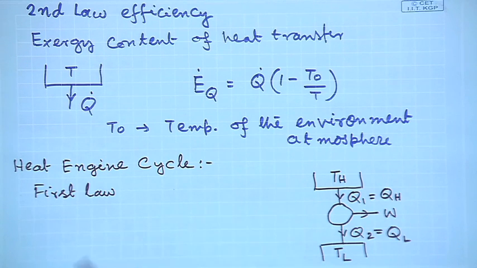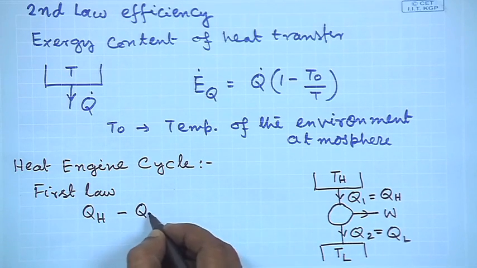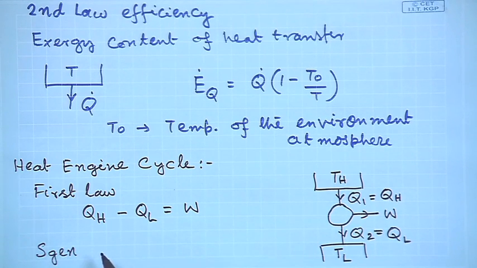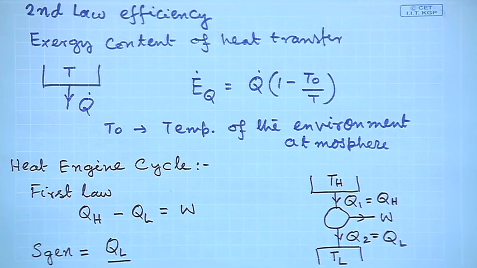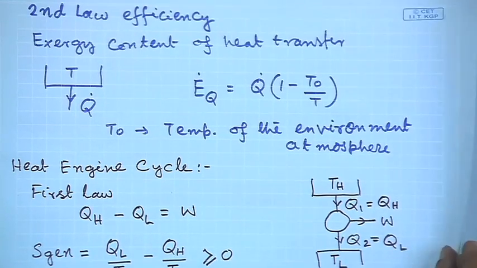So, from the first law, what we can write is that QH minus QL is equal to W. This is our first law of thermodynamics, from the energy balance. Now, we can easily calculate the entropy generation during this process. S gen, from the formula which we discussed in our earlier class, will be equal to QL by TL minus QH by TH, and this is a non-negative quantity, so it is greater than or equal to 0.